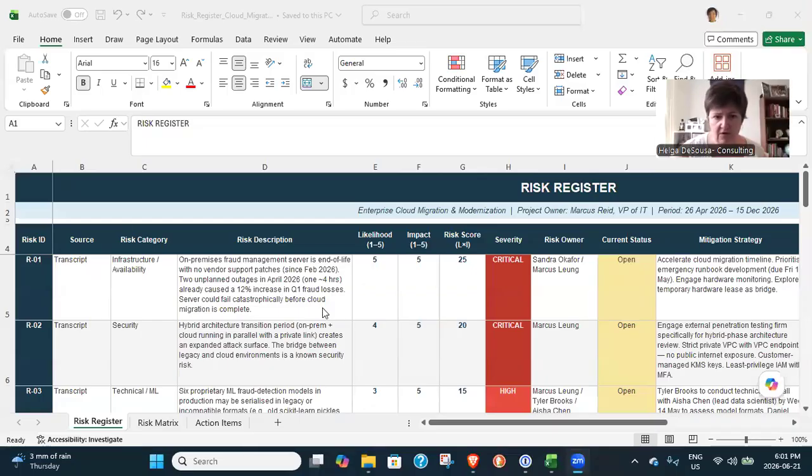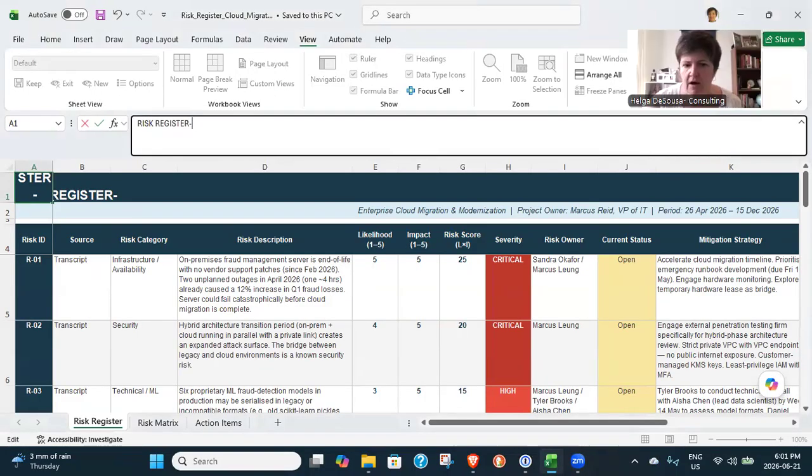So let's look at the risk register itself. I'm going to show you the one that I had created from Claude because it's very detailed and it's already in a template. So let's look at it right now, and away we go.